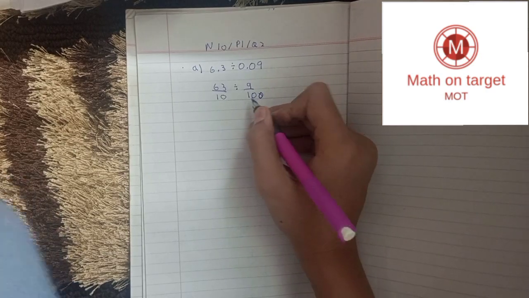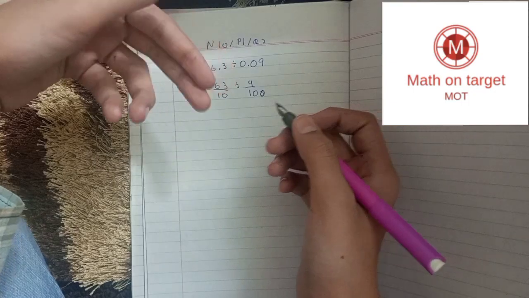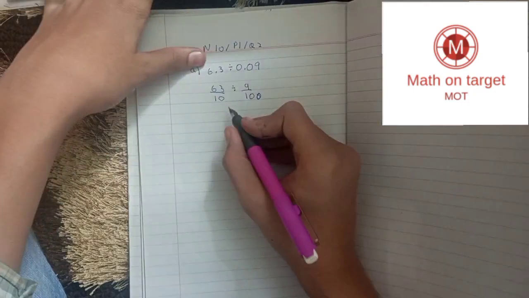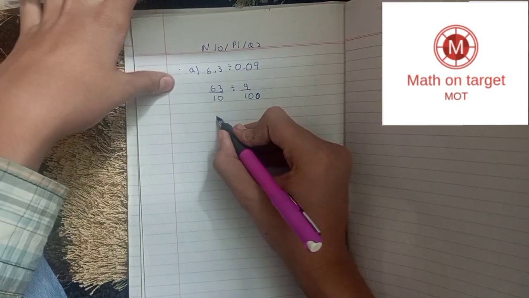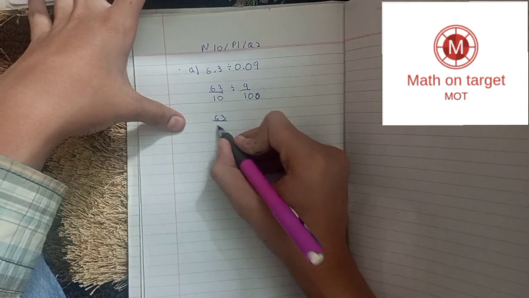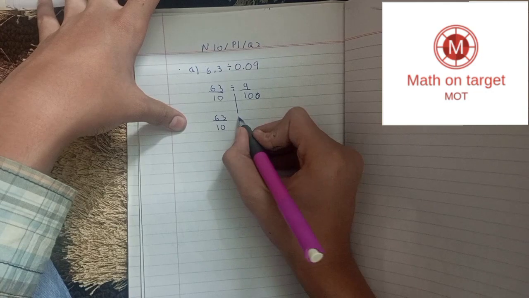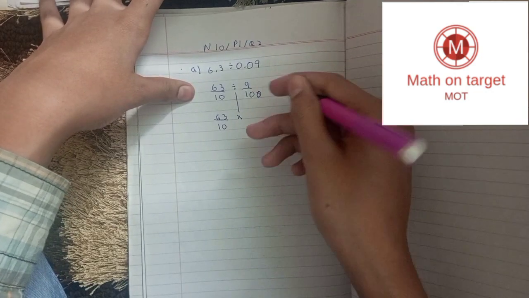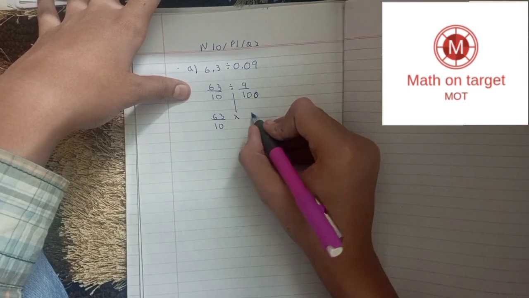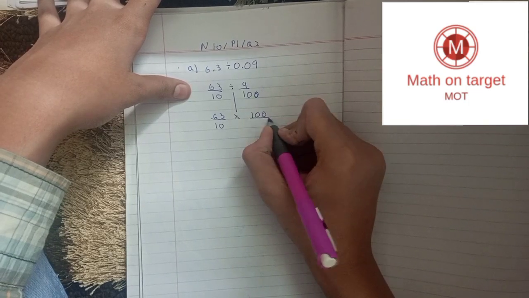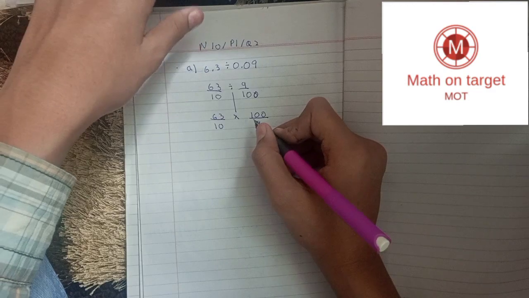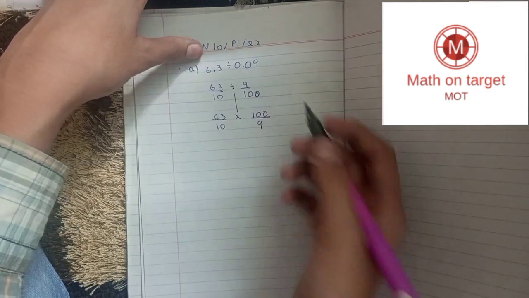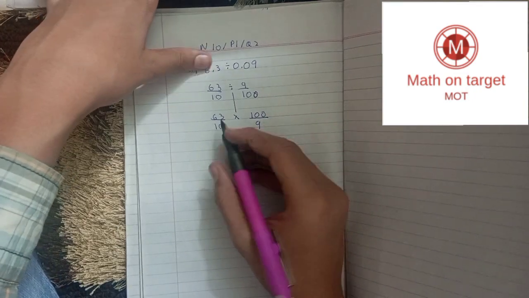So the second thing is, as we all know, for division it is easy to multiply instead of divide. So we'll turn this 63 upon 10, and this divide sign would be changed into multiply, and 9 upon 100 would be reciprocal, so it would be 100 upon 9. Now it would be easy for us to multiply.